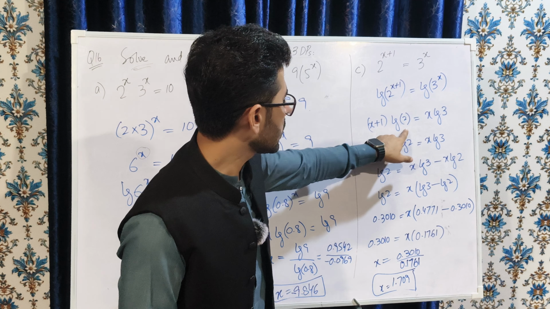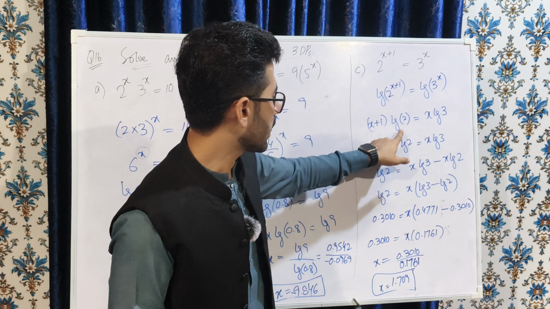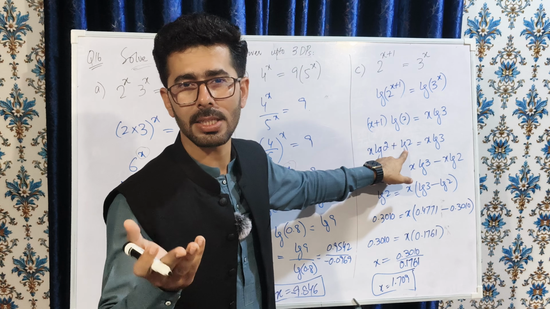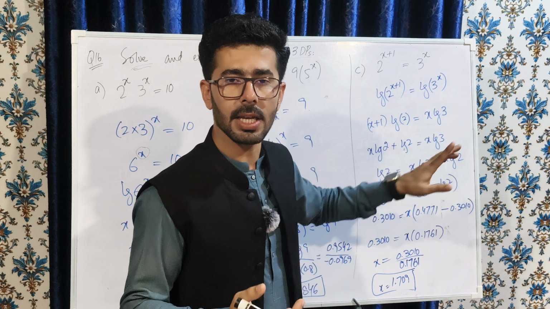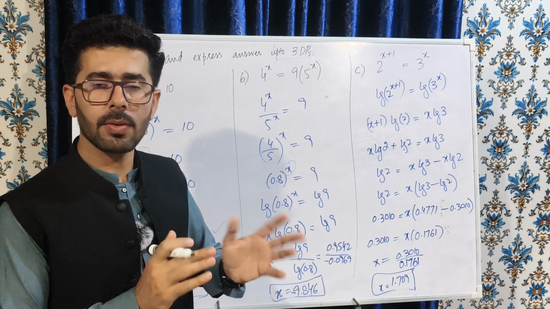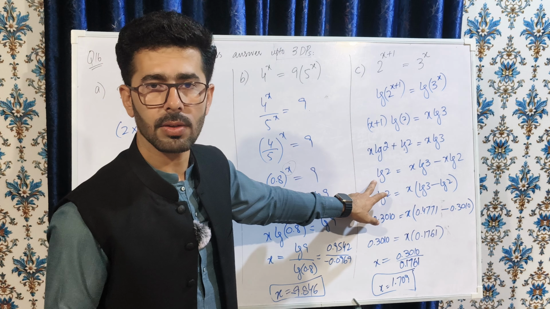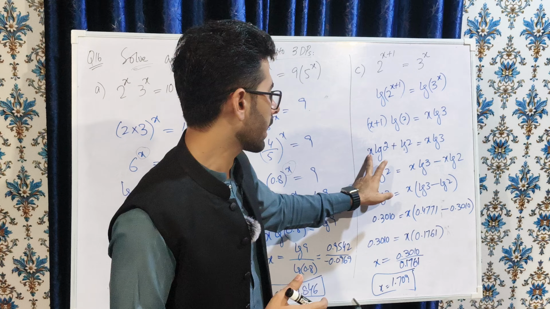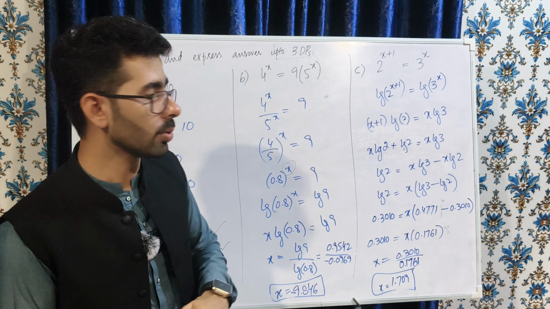Now this log 2 gets multiplied with both x and 1. So it's x times log 2 plus 1 times log 2. 1 times log 2 is log 2. So we write it as x times log 2 plus log 2 equals to x times log 3. Now we separate the variables and the constants. So I keep log 2 as it is on the left side and bring x times log 2 to the right side. So it becomes negative x times log 2.